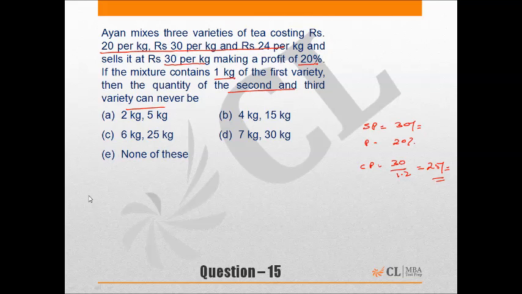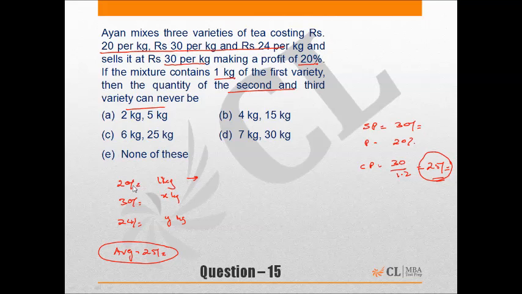Let's go back. Let's make an equation, substitute. The 3 items are, one is 20 rupees per kg, second is 30 rupees per kg, third is 24 rupees a kg, and the average price is 25 rupees a kg. If the mixture contains 1 kg of the first variety, we do not know how many kgs of second and third there are, so let's put x and y.